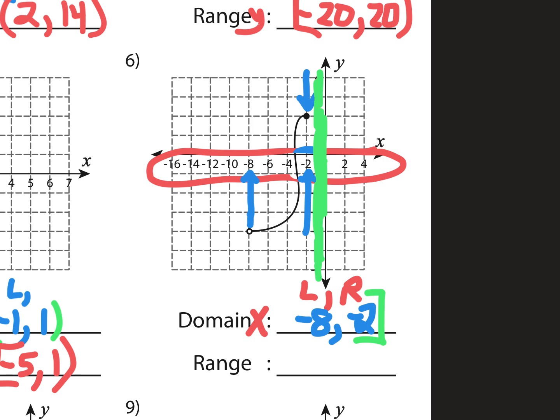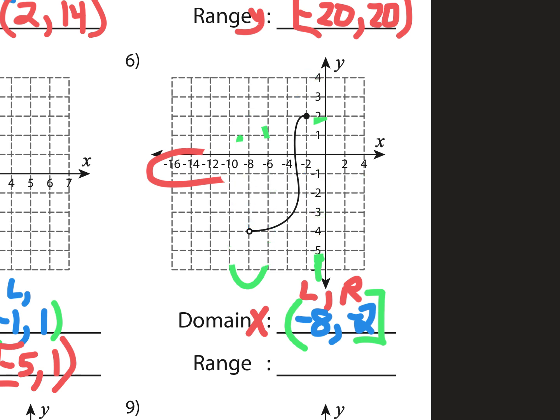Okay, so the range, you're right. It's a bracket at the -2, and at the -8, parenthesis. Okay, the range is how low to how high. Look for the lowest spot.